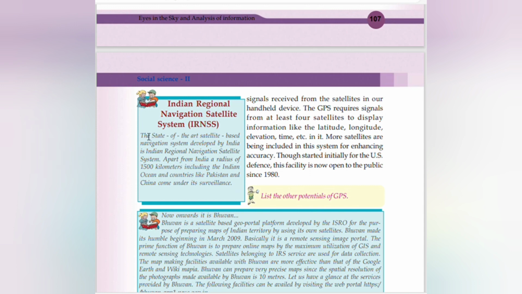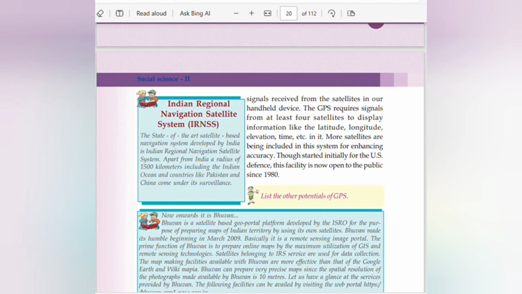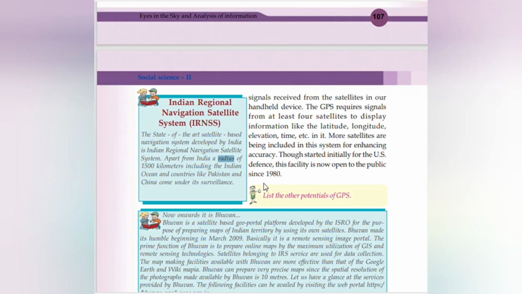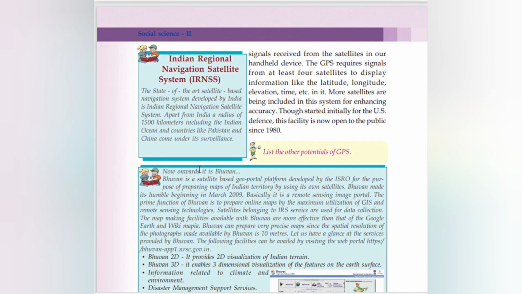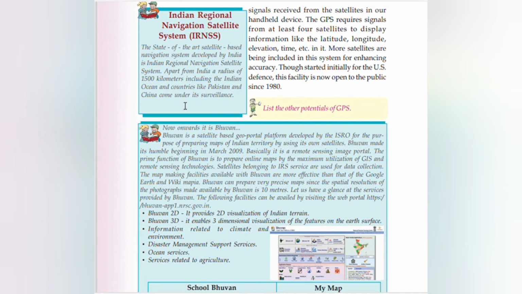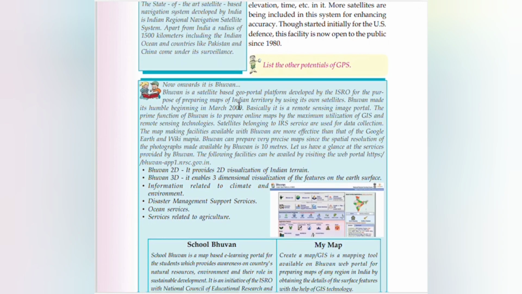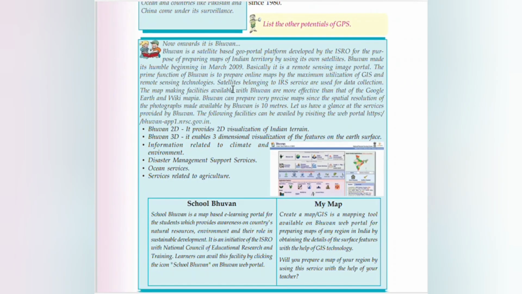Indian Regional Navigation Satellite System. A state-of-the-art satellite-based navigation system developed by India is the Indian Regional Navigation Satellite System. Apart from India, a radius of 1,500 kilometers, including the Indian Ocean, and countries like Pakistan and China come under its surveillance.